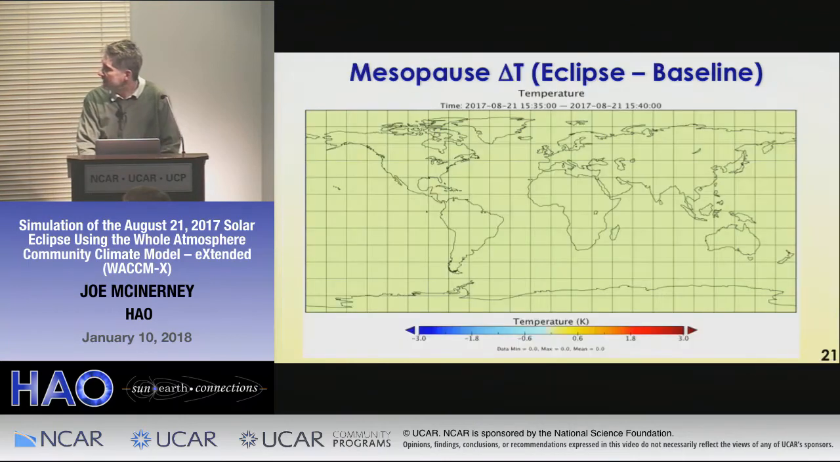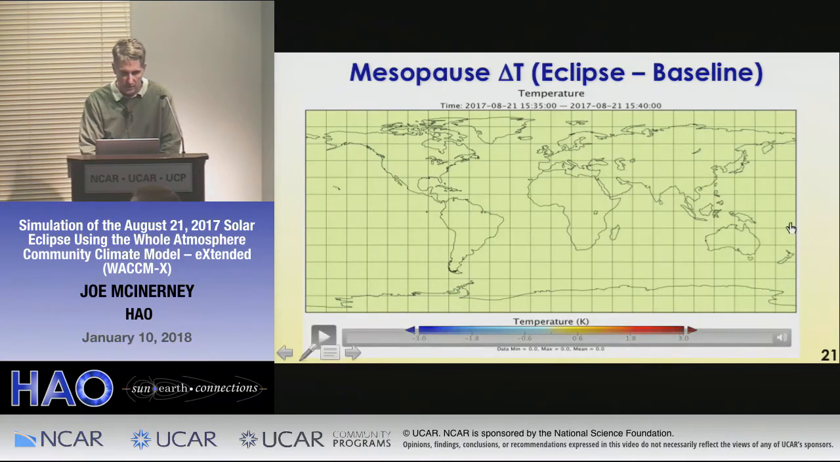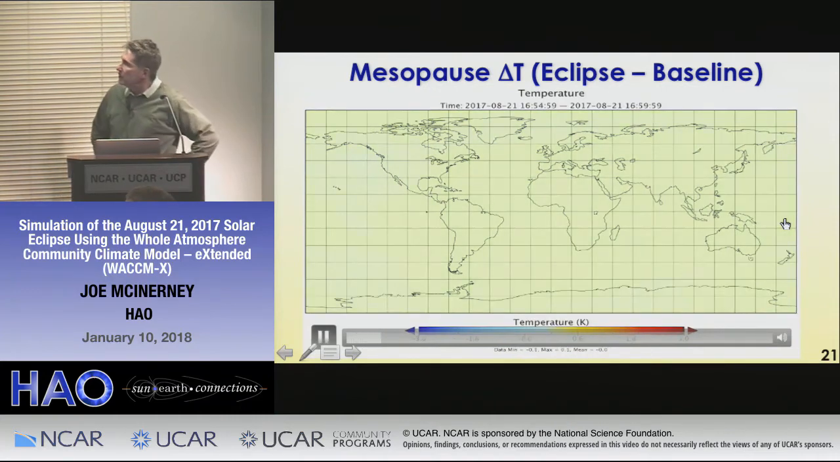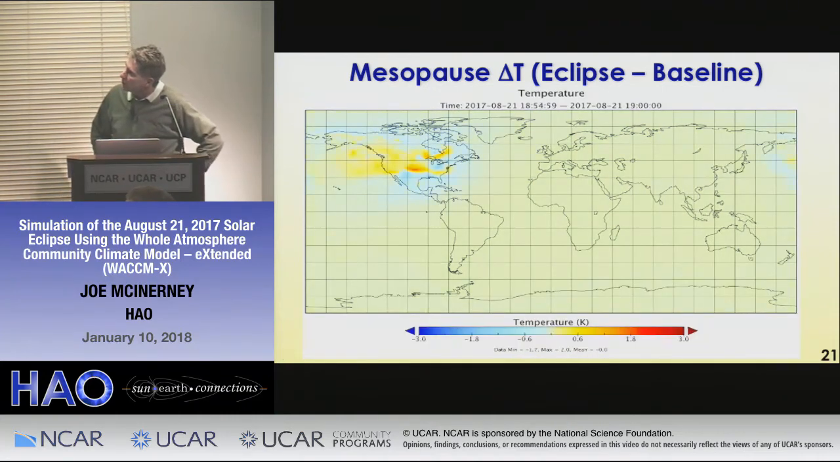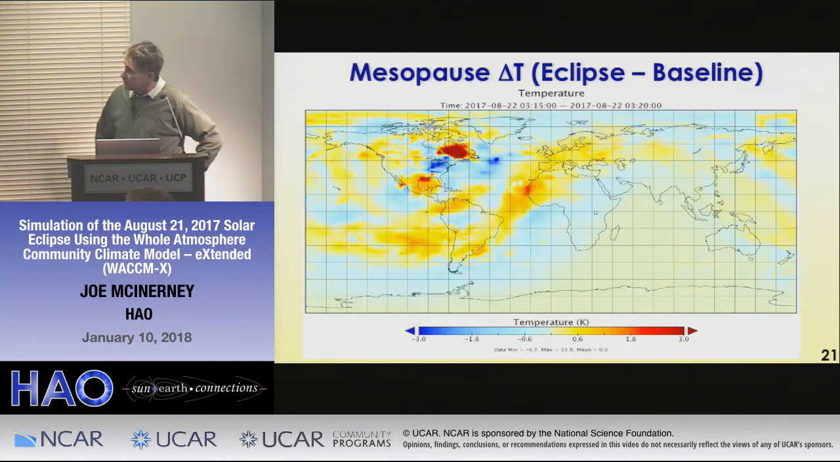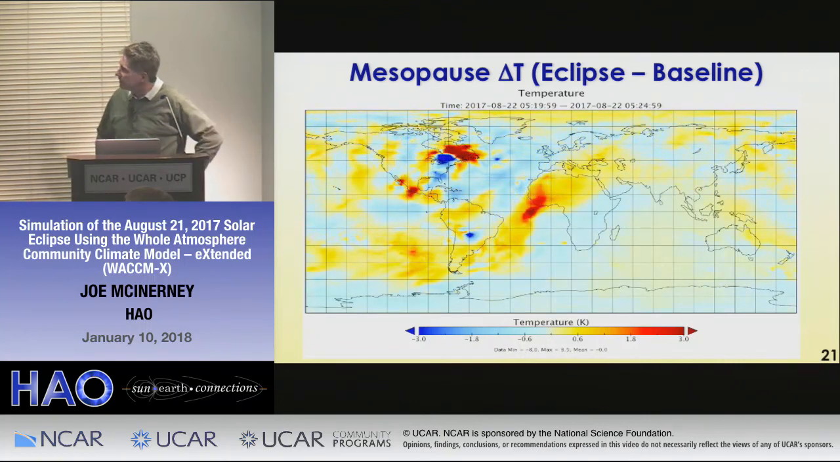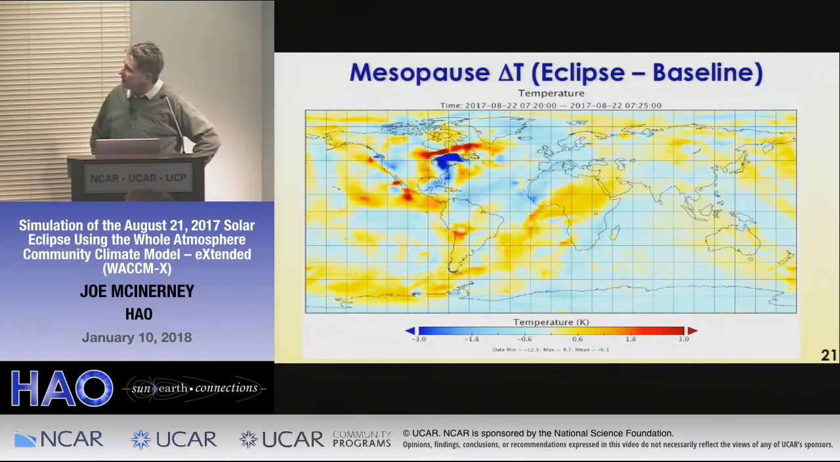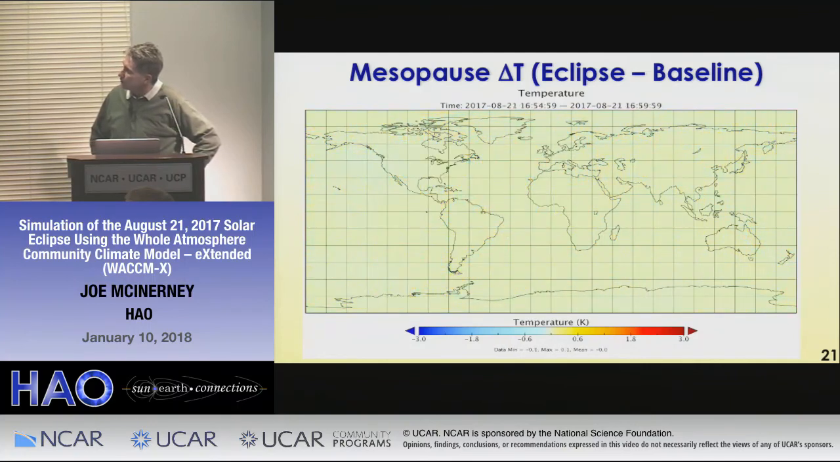So we have an animation that we can show. This is the day of the eclipse. This is temperature differences in the mesopause, and you can see the variability show up during the eclipse. You don't really see the local signature of the eclipse, but you see a lot of variability. And this is lower atmosphere variability coming up and washing out any local sign that there's an eclipse occurring up in the mesopause region.